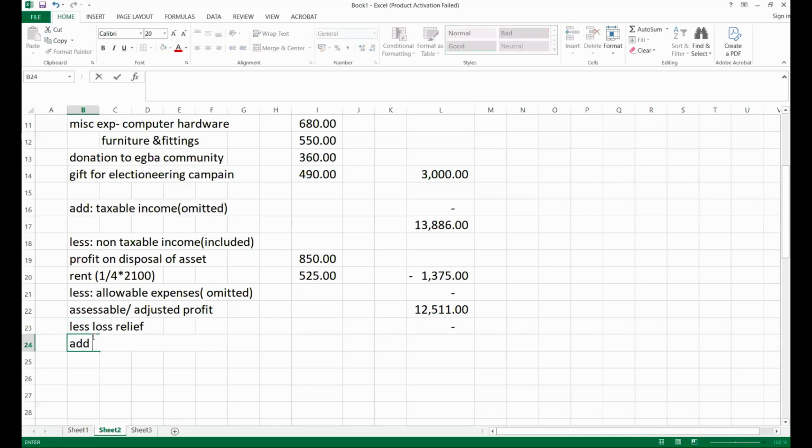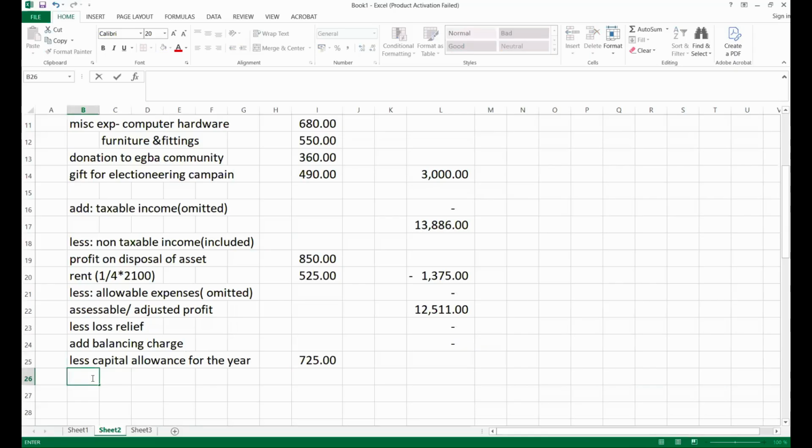Then we also have add what? Balancing charge. Add balancing charge. This is also not available. So you now less capital allowance. Under the capital allowance, from the question we are told that the capital allowance for the year amounted to 725,000. So we have capital allowance relief of 725,000.